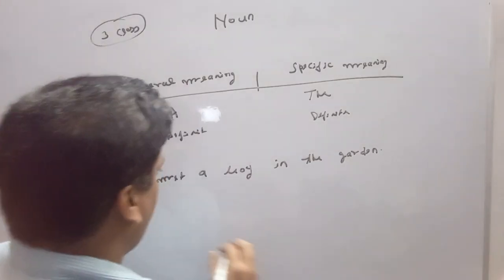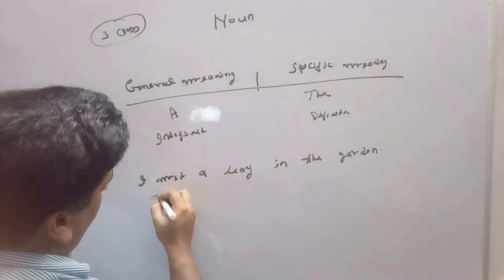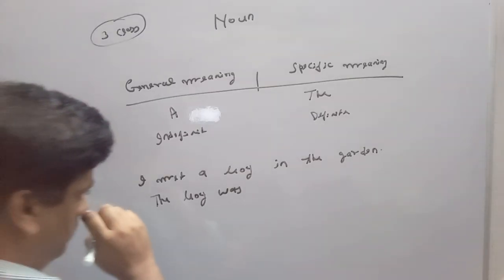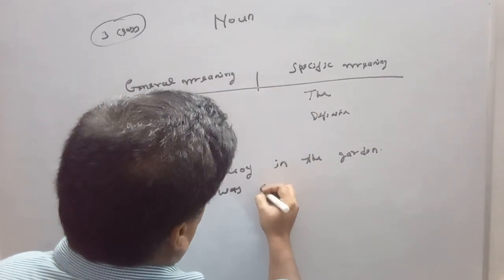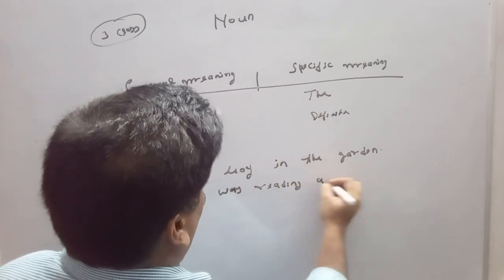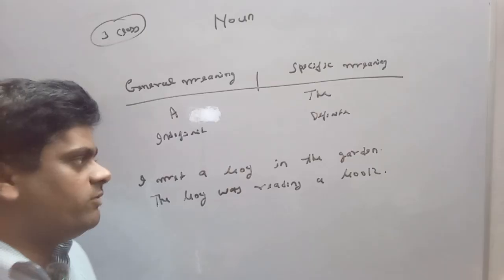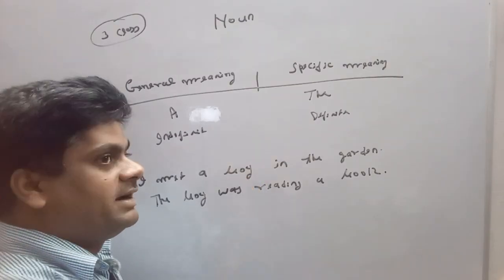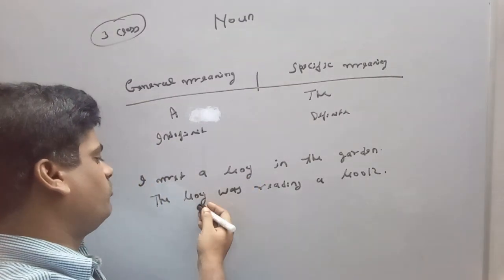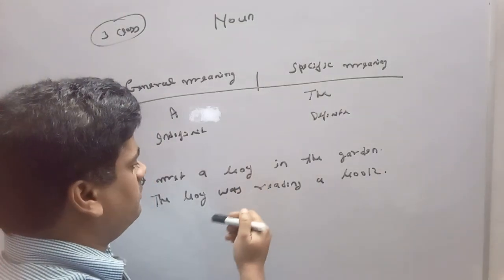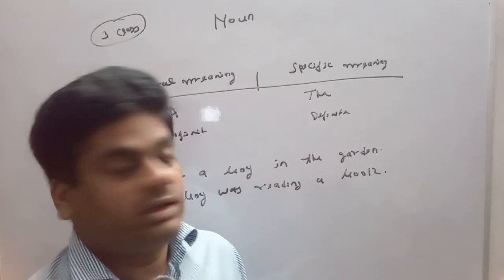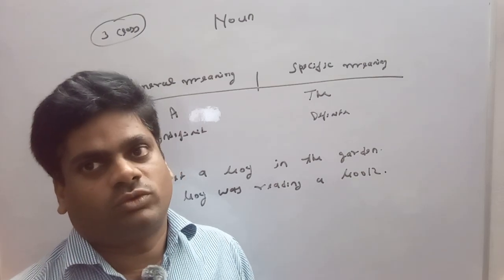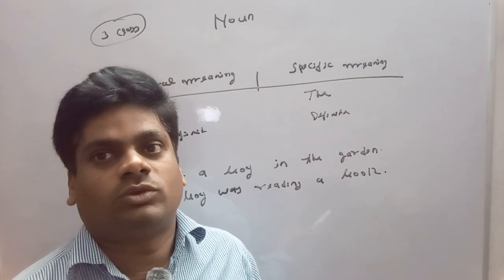I met a boy in the garden. The boy was reading a book. In the first sentence, we make boy indefinite, but in another sentence, we made the boy definite. Why? Because in the first sentence, boy is a common noun. Here, boy is indefinite. Here, no certain which type of boy, we don't know. From where the boy is supposed to come, we don't know. Who is the boy? We don't know.